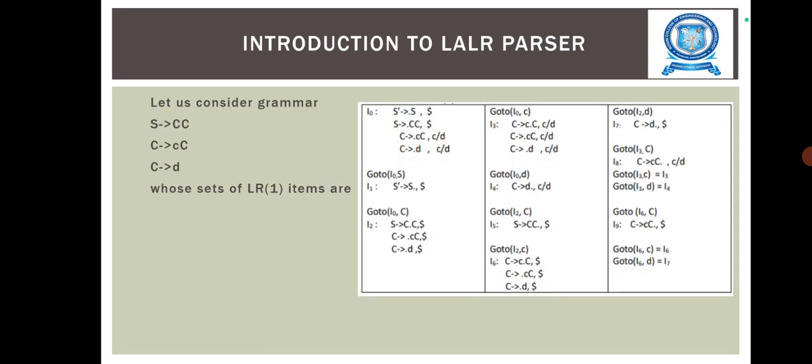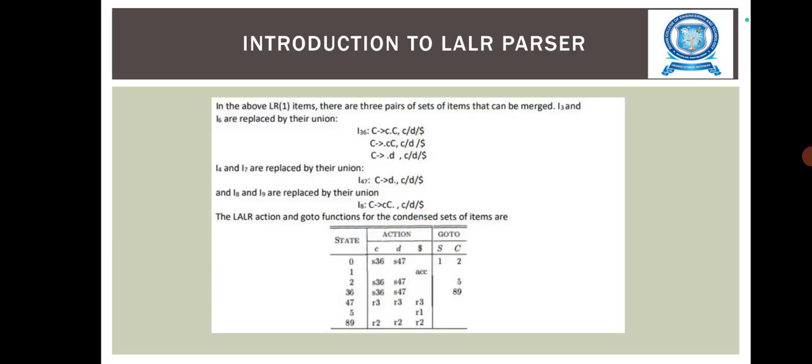Let us consider the grammar S → CC, C → cC, C → d. For each and every grammar, first you have to mention the states. Then for each one you have to find the goto function. Once you find the goto functions, at last you will get this set of items. From that set, whichever items form a pair with the same core, you have to merge them. Then only you will get one state. Likewise, you have to merge all the states that can be merged. At last you have one parsing table.